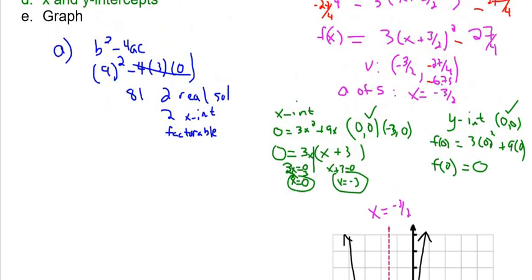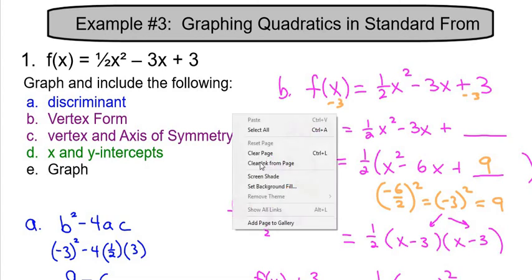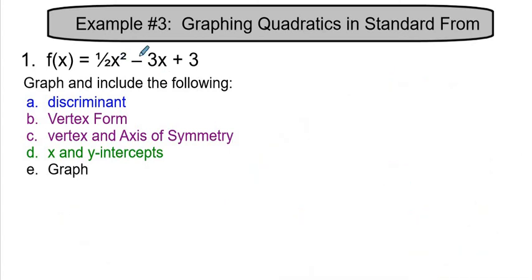All right, let's do one last problem. Okay, so this one right here has a fraction in the front, and I wanted to show you what that would mean. So the discriminant, okay, let's see what happens, is still going to be b squared minus 4ac.